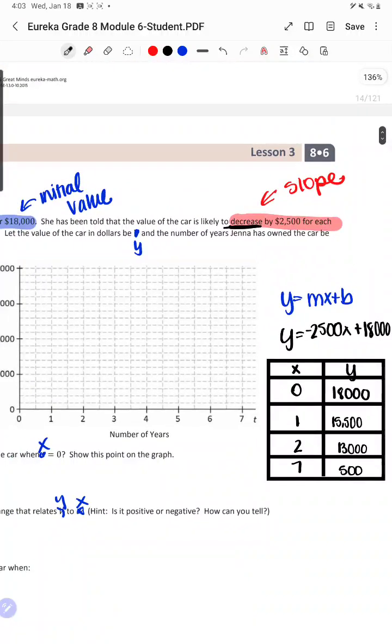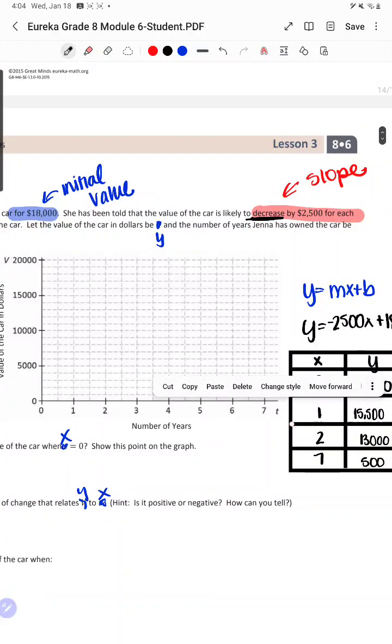Okay, now what you're going to do is you're going to graph those points. So we have this right here. We've got a point about right there. It's kind of hard to graph it. We've got a point at 1,300. And we have a point at 7,500, which is about right there. And then we're just going to connect all those points.